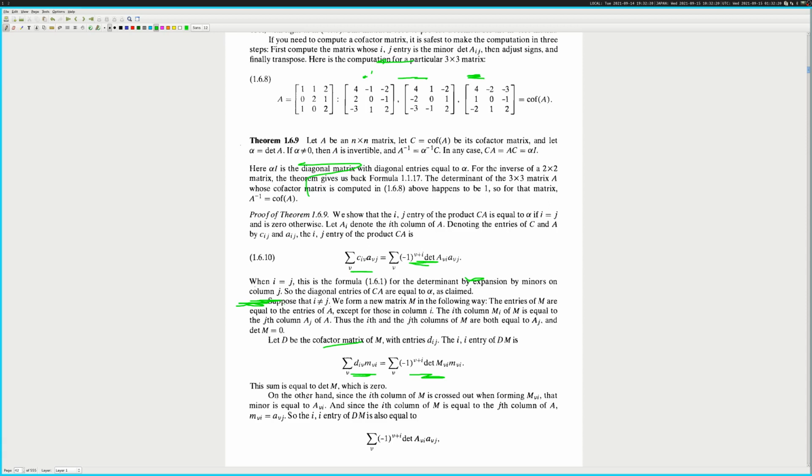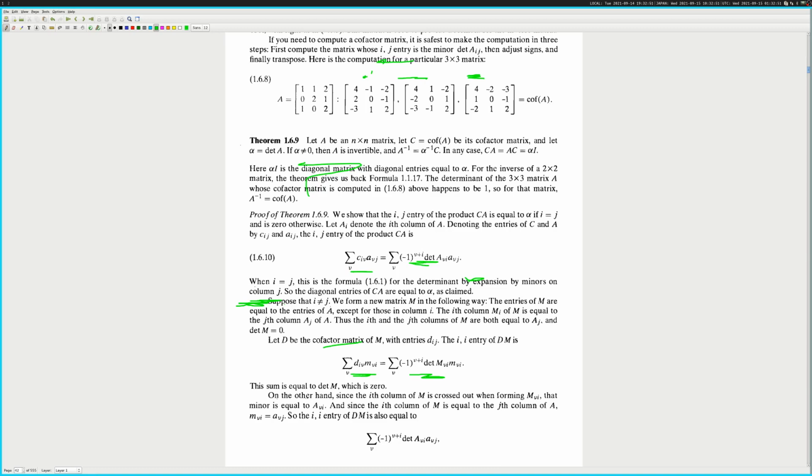The ith column of M is equal to the jth column of A. Okay, so he's copying a column, and then multiplying that new matrix by the cofactor matrix and showing that that is equal to the determinant of M, which is 0.